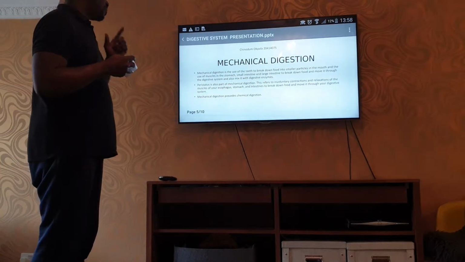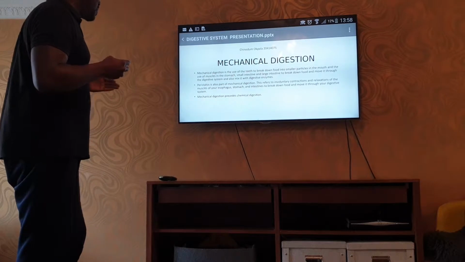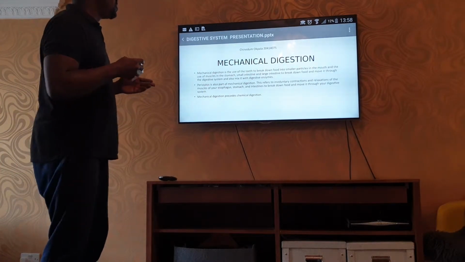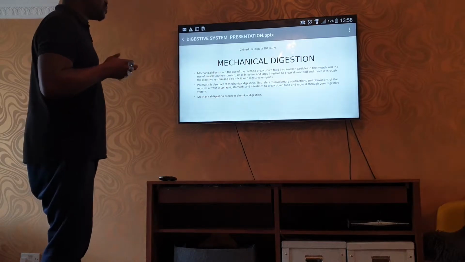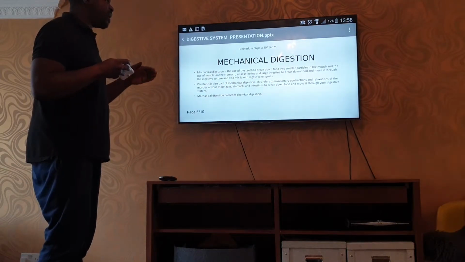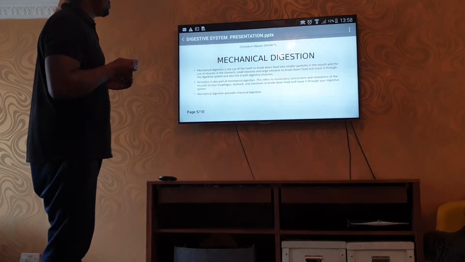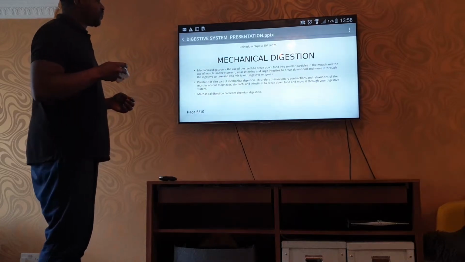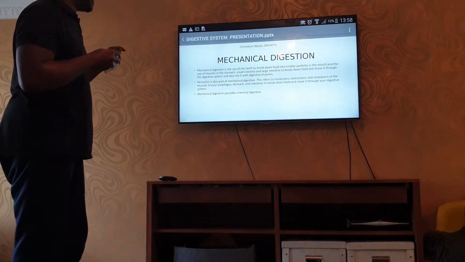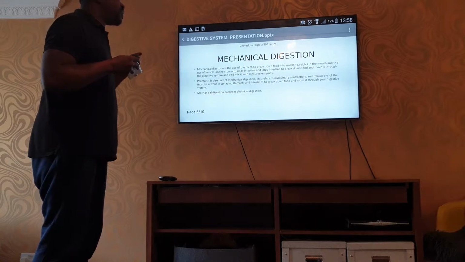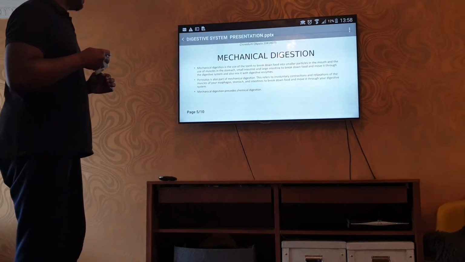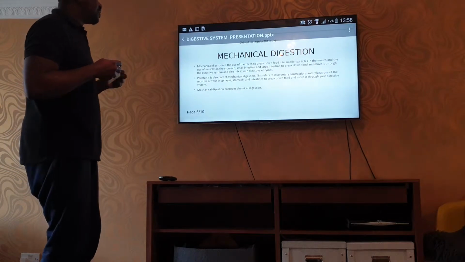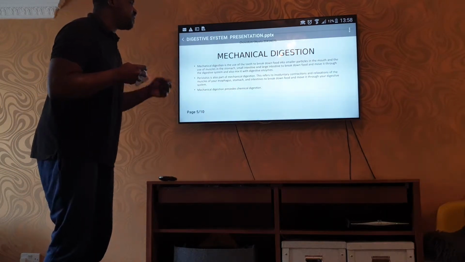Mechanical digestion. Mechanical digestion is the use of the teeth to break down food into smaller particles in the mouth, and the use of muscles in the stomach, small intestine, and large intestine to break down food and move it through the digestive system, and also mix the food with digestive enzymes.